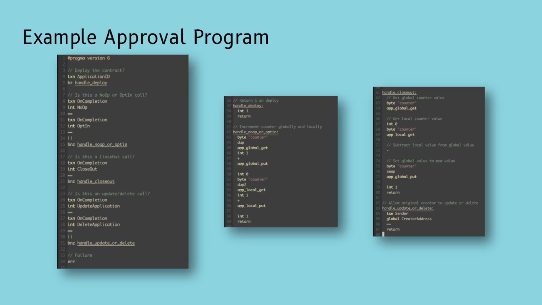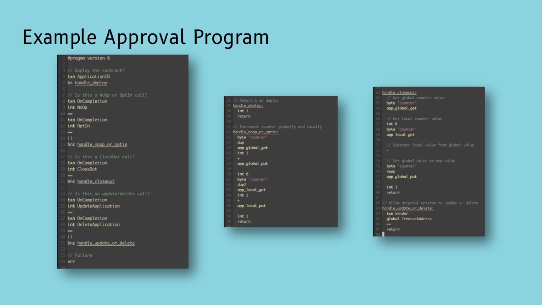Here's an example of an Approval TEAL program for a smart contract which uses global and local state. The concept is a simple counting program which increments a global state by 1 on each interaction. However, it requires all users to be opted in to have their calls counted. If a user decides to close out, then all of their calls will be removed from the global counter tally.